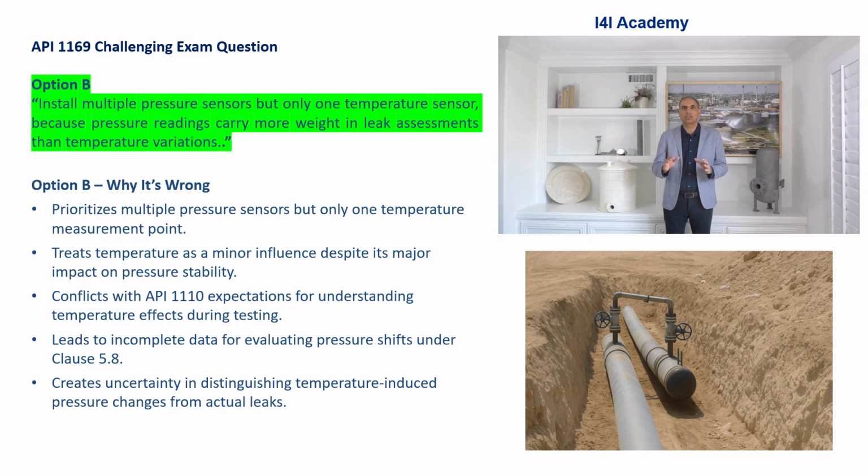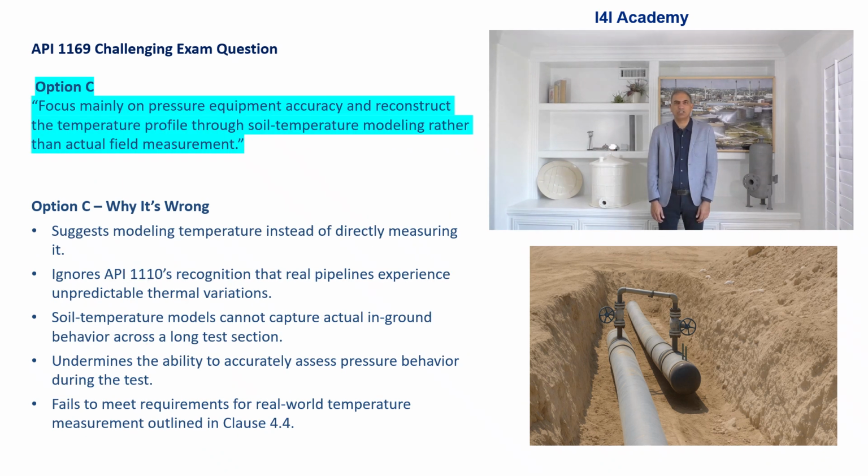Limiting yourself to one temperature sensor undermines test interpretation. API RP 1110 expects temperature to be measured with the same seriousness as pressure, where long test segments and thermal variations are involved. So this option simply underestimates the role of temperature, which makes it inconsistent with the requirements and intent of Clause 4.4 and the acceptance considerations in Clause 5.8. Why option C is wrong.